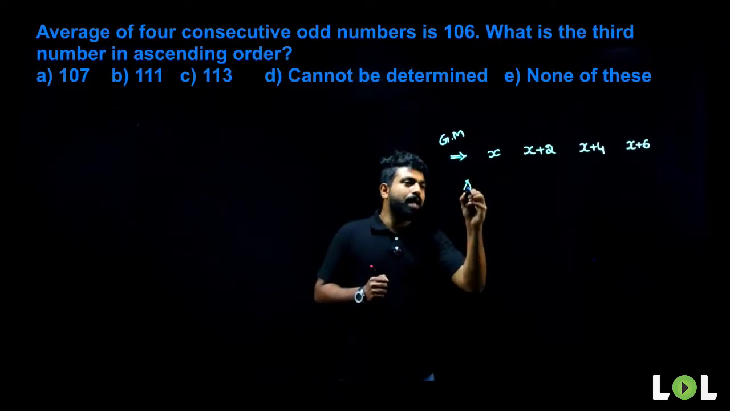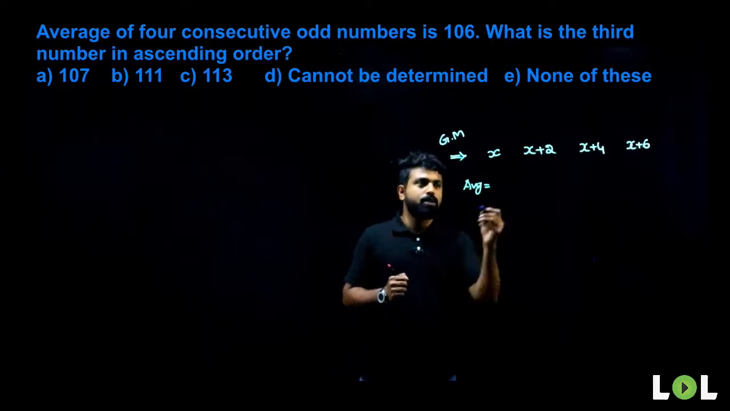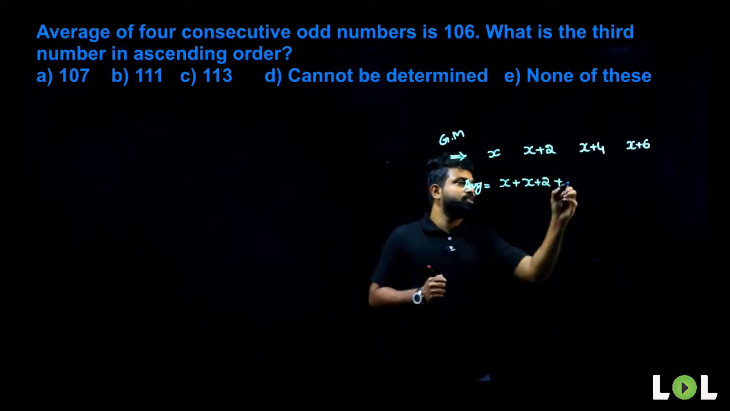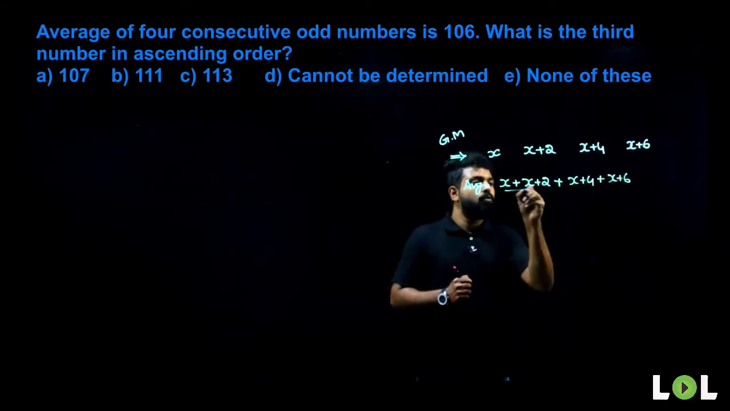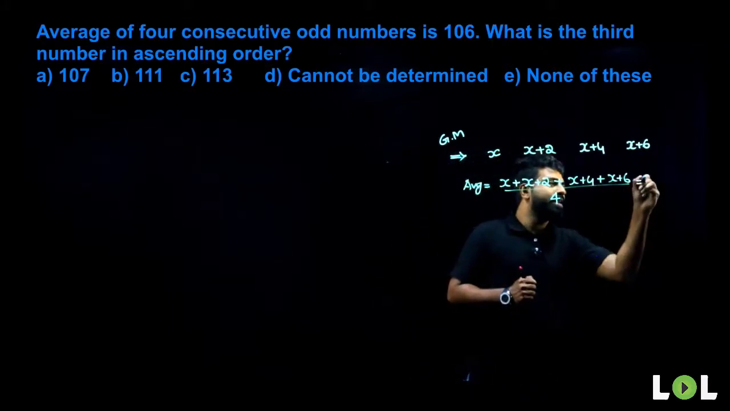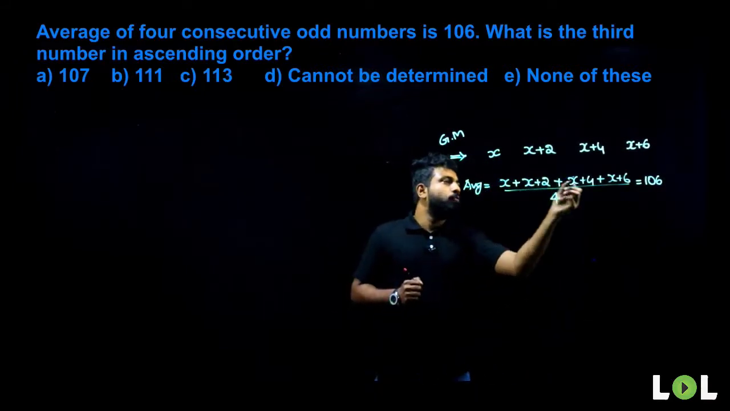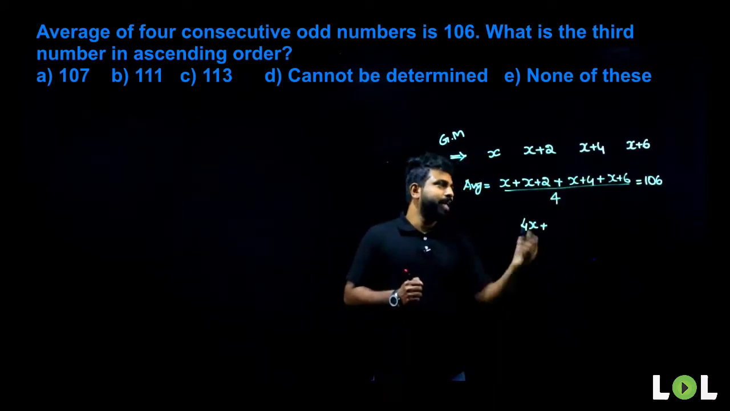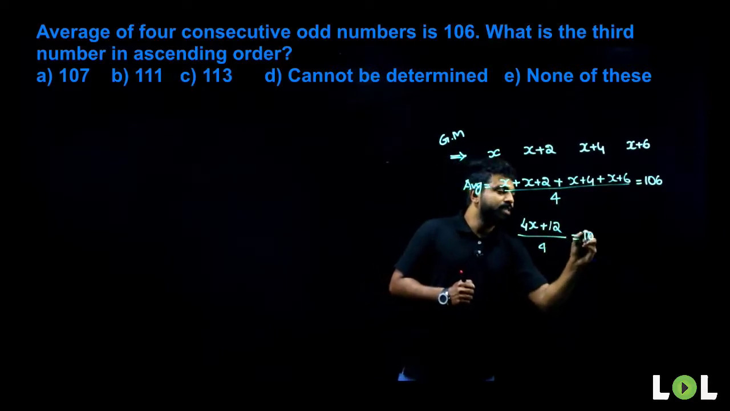So if we apply the formula, average is equal to the sum of all observations divided by the number of observations. What is the sum of all observations? x plus x plus 2 plus x plus 4 plus x plus 6, the whole divided by 4. And this will be equal to the average. They have already given the average as 106. Now, what do we get for the sum here? The sum will be 4x plus 2 plus 4 gives me 6, 6 plus 6 gives me 12, divided by 4 will be 106.